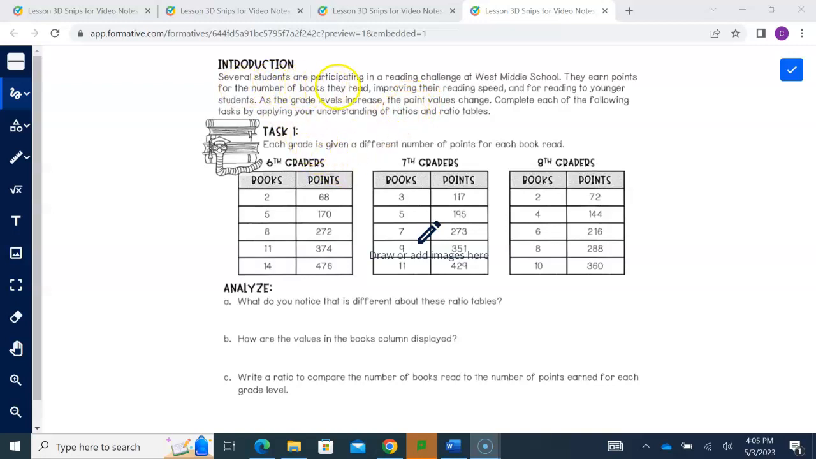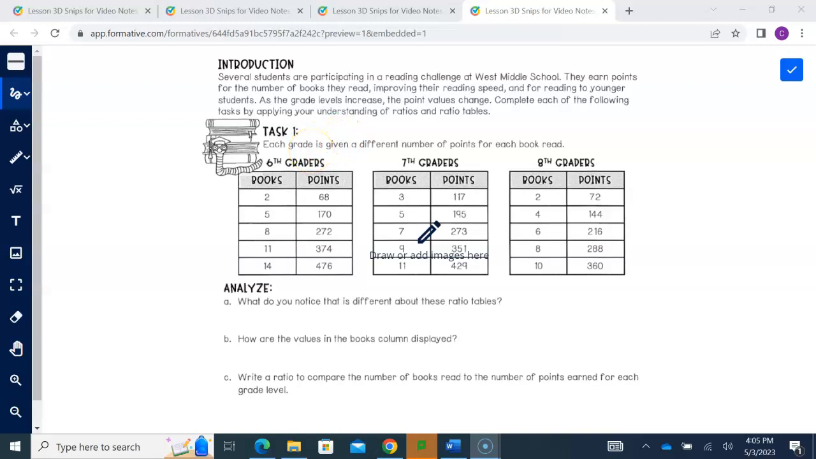Several students are participating in a reading challenge at West Middle School. They earn points for the number of books they read, improving their reading speed, and for reading to younger students. As the grade levels increase, the point values change. Complete each of the following tasks by applying your understanding of ratios and ratio tables.